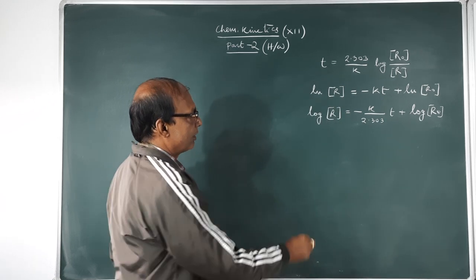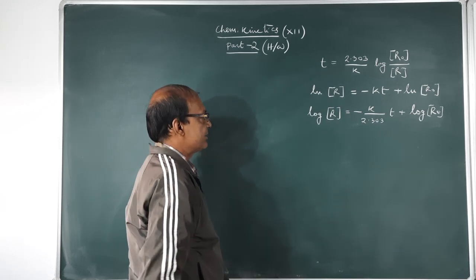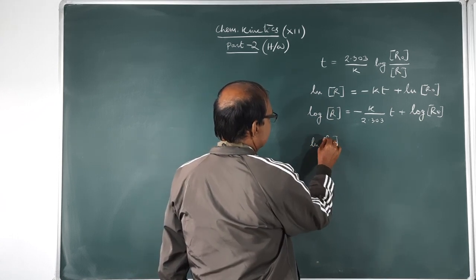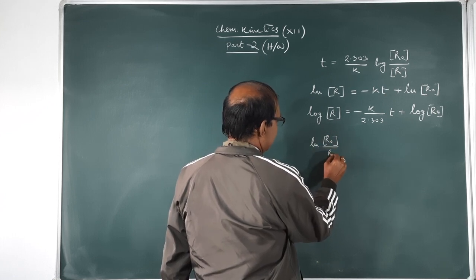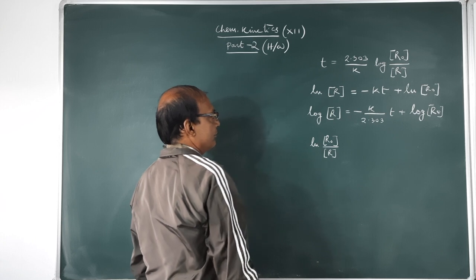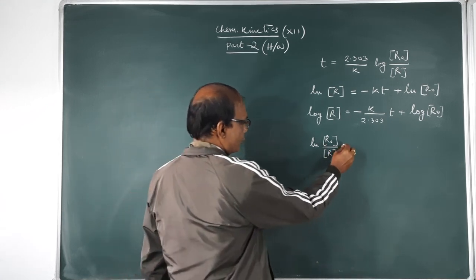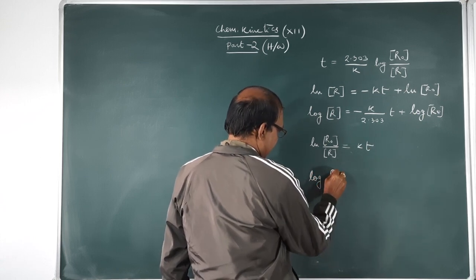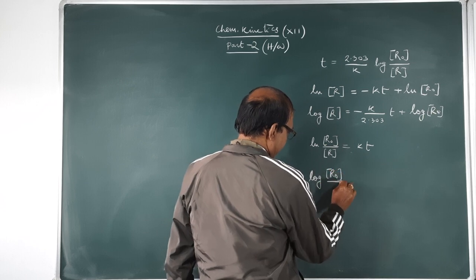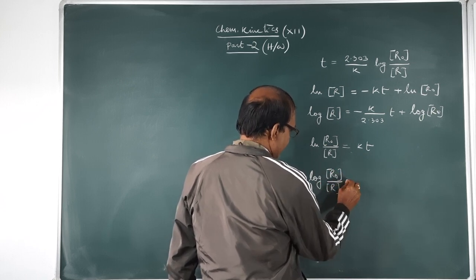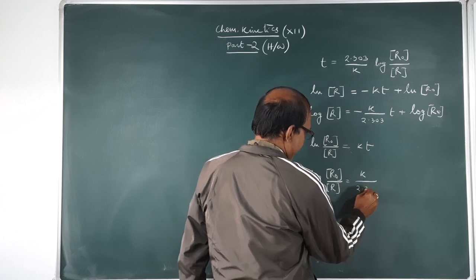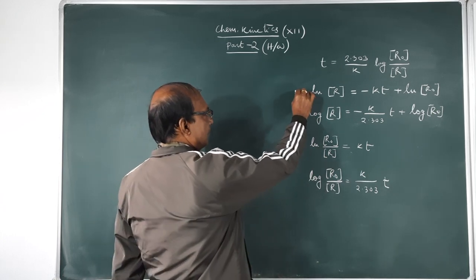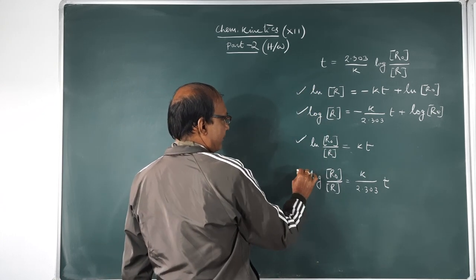Another form of this equation is ln R naught by R equals kt. Another form is log R naught by R equals k t by 2.303. So these are the various forms: form number 1, form number 2, form number 3, form number 4.